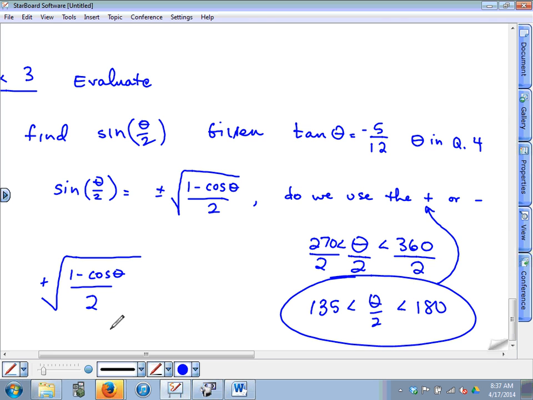But now the other issue is, what is the cosine of theta? We know the tangent of theta is negative 5/12. So let's use a triangle and use the information.